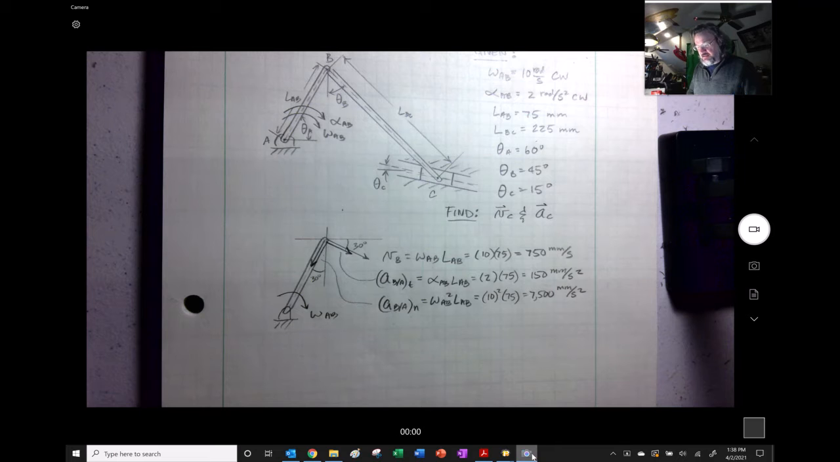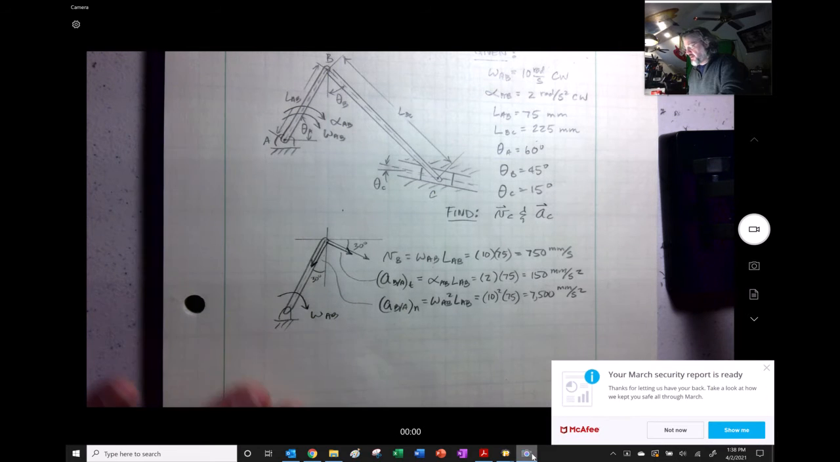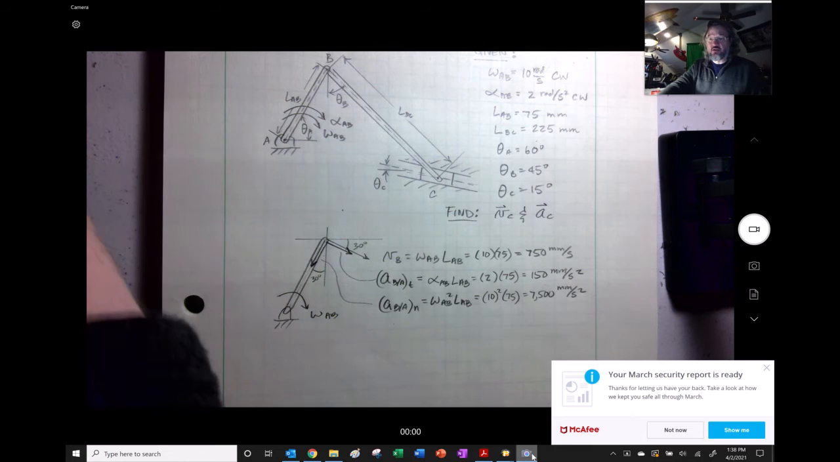Now, I did the velocity analysis in two separate ways on mine, but I think I'm going to go ahead and just do it in a single way.